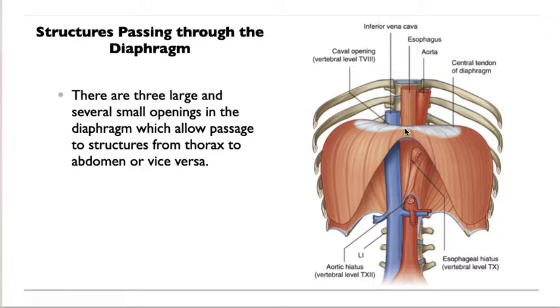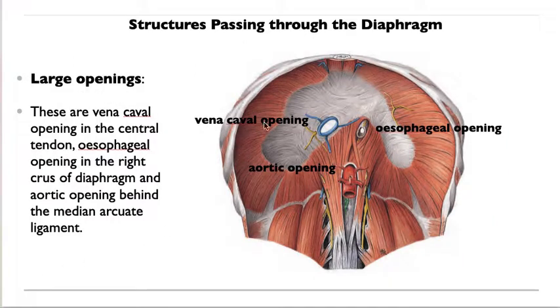There are three large and several small openings in the diaphragm, which allow passage of structures from thorax to the abdomen or vice versa. The large openings are the vena cava opening in the central tendon, the esophageal opening in the right crus of the diaphragm, and the aortic opening behind the median arcuate ligament.